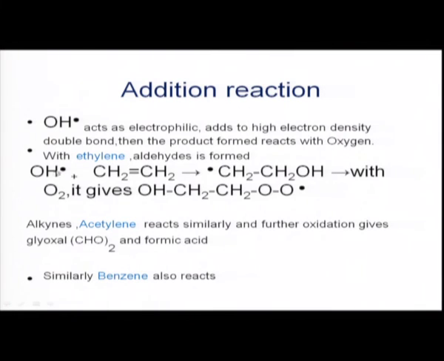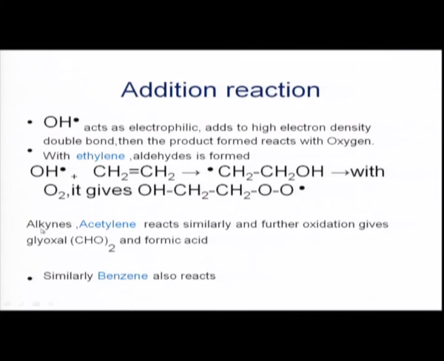For example, the hydroxyl radical reacts with this compound, forming this radical species again, which reacts with oxygen as I told you before, giving this alkyl peroxyl radical. Here, the ethyl peroxyl radical is formed, which is again an unstable radical species, and it undergoes further reaction and goes on in the atmosphere. Alkynes, the triple bond compounds like acetylene, also react similarly, and further oxidation products are also formed. One of the important products formed if alkynes, for example acetylene, are present is glyoxal, which is an aldehyde compound. This will be oxidized further, formic acid will be formed, and that will be further oxidized to form carbon dioxide and water. So, this is a series of products formed through double bond and triple bond compounds.